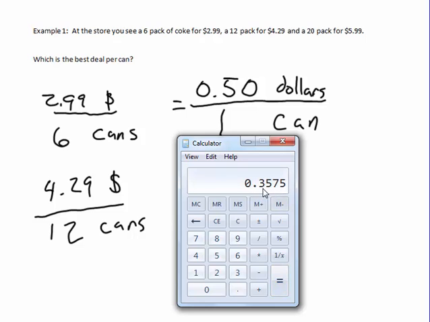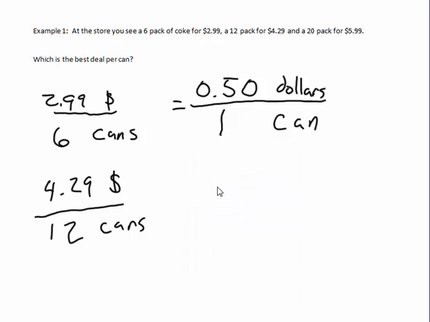Ooh, 0.357. Now that 7, I'm not going to say it's 35.7 cents. Nobody uses 0.7 cents. Fractions of a penny aren't very common, so I'm going to round this to 0.36. So I can close that out, and now I can say that this is equal to 0.36 per 1 can. All right, well, here I have 50 cents a can, and here I'm at 36 cents a can. Well, yeah, that's the much better deal so far.